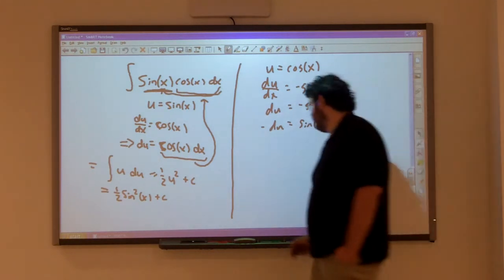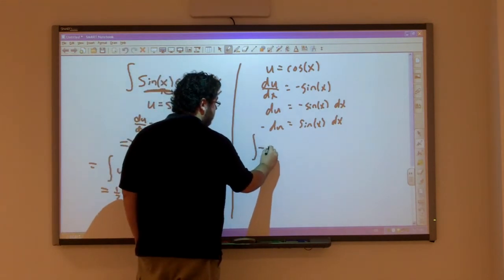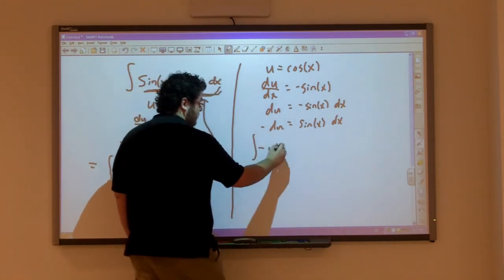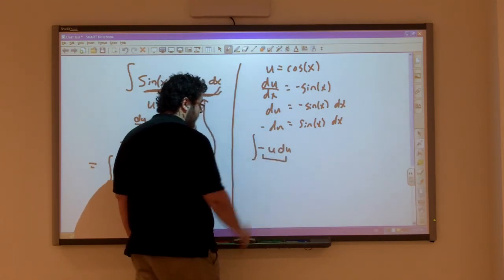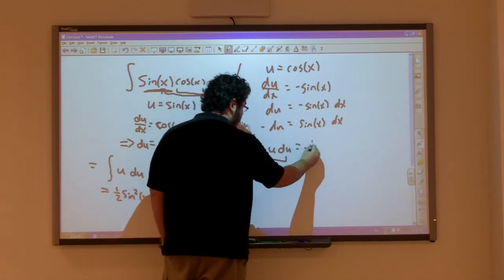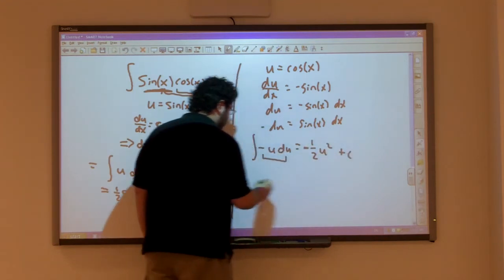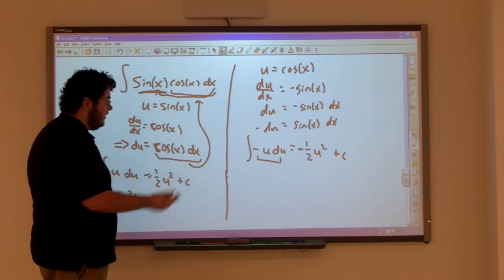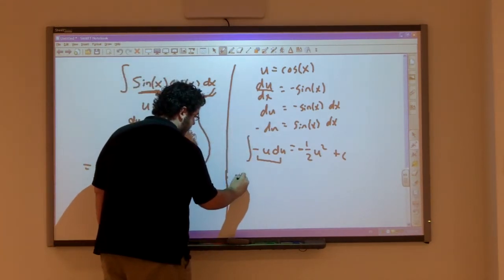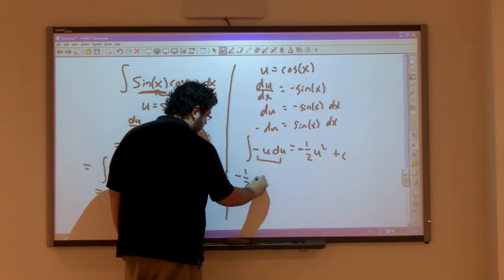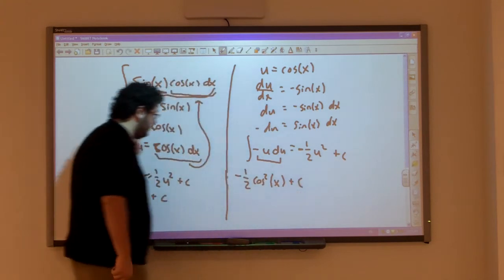Okay, so now let's do our integral. So now we have an integral of minus u du, because we have a minus sign from the minus du. Okay, well again, that gives us 1/2 u squared plus a constant. Okay, so now that we have negative 1/2 u squared plus c, we can plug back in our u, and so we get minus 1/2 cosine squared of x plus c.